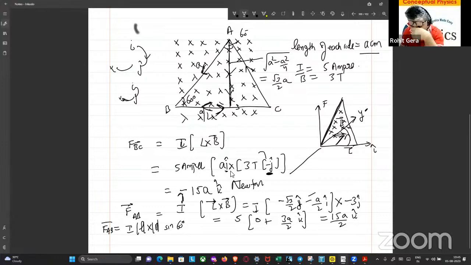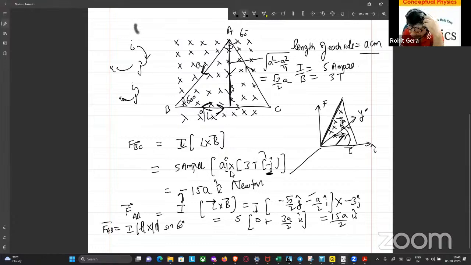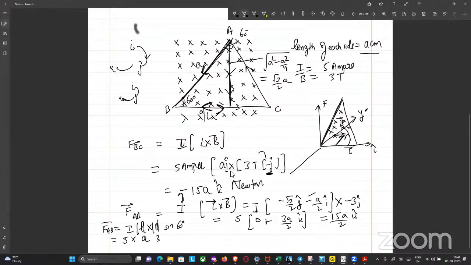That's another way. Okay, sorry, have we multiplied it correctly? I think we have. So I is again 5 amperes. Length is how much? A. This length. And B is 3 Tesla. What is the angle between them? Root 3 by 2.